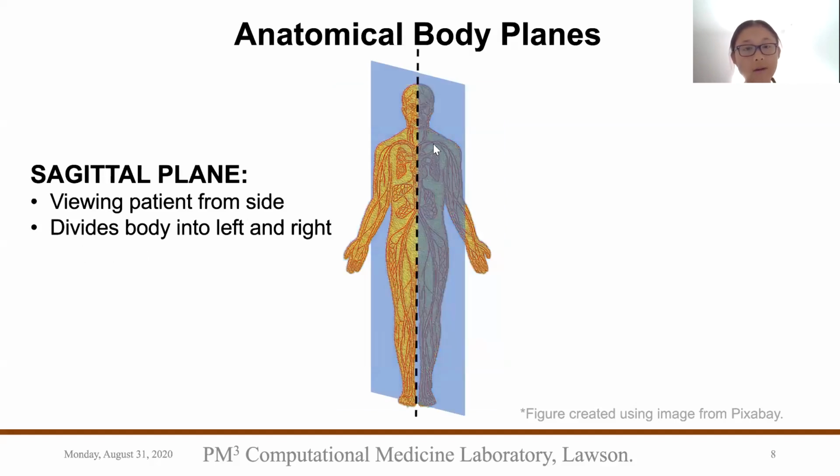And the third and final plane we have is called the sagittal plane. The sagittal plane is what we would see if we were standing at and looking at the patient from the side. The sagittal plane divides the body into left and right parts.